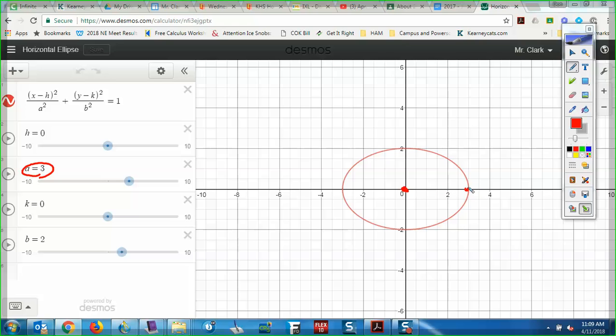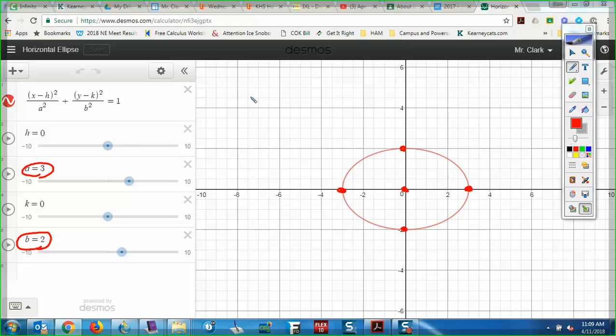1, 2, 3, and 1, 2, 3, and that's called the major axis, and that is also where the foci are. The foci are always going to be where A is, and then B in this case is 2. And 1, 2, and we go up there. So you kind of think of those as the radii. That's called your minor axis, okay? So that's where you get those.